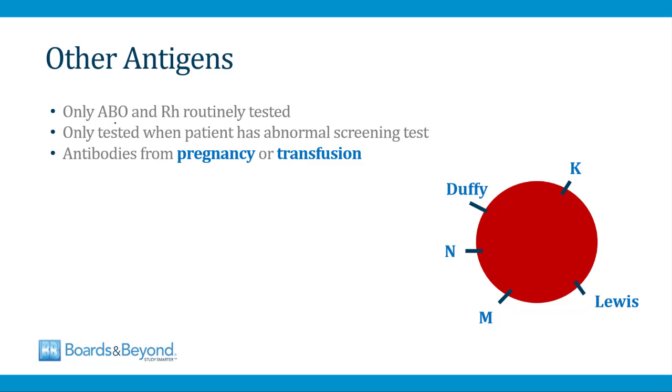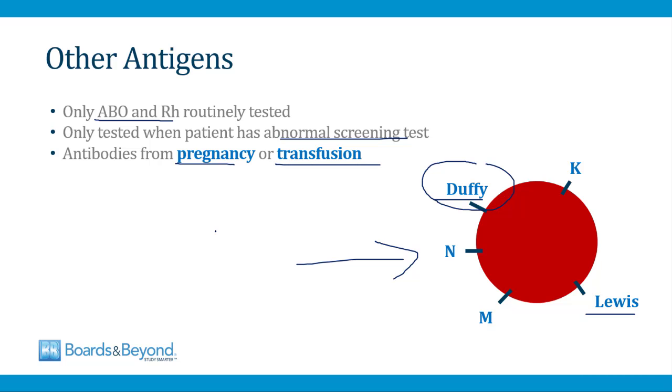The only antigens we routinely test for are those of the ABO and Rh system. There are other antigens on red cells, however. These include the Duffy and Lewis antigens, also the K, N, and M antigens, but we only test for those antigens if the patient has an abnormal screening test suggesting they have antibodies to one of these antigens. And just like the D antigen, antibodies against these antigens are not naturally occurring. They only occur if a patient has been exposed to an antigen that they don't possess, either through pregnancy or through a previous blood transfusion.